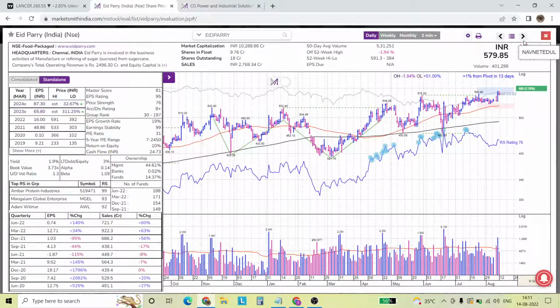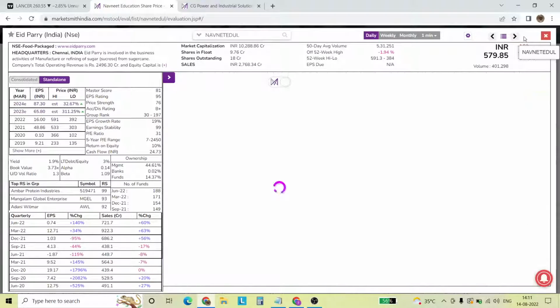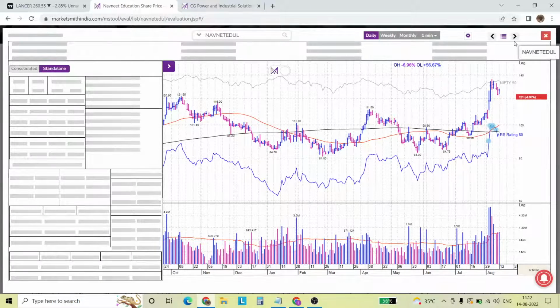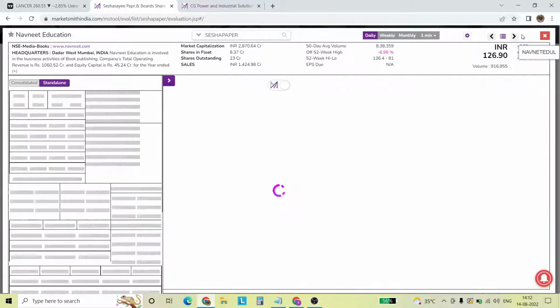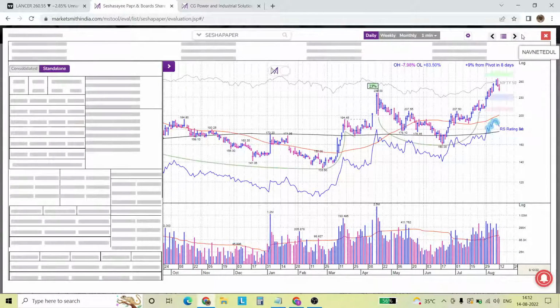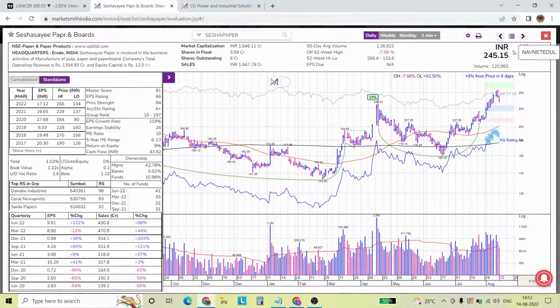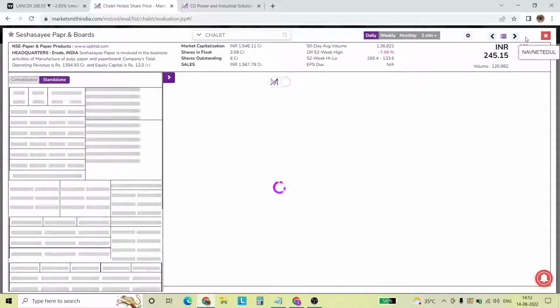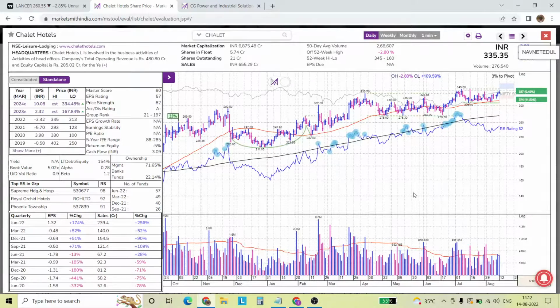EID Parry, no. And this one is also in the list. No, this is not good. This is choppy, too much sideways. This is choppy.